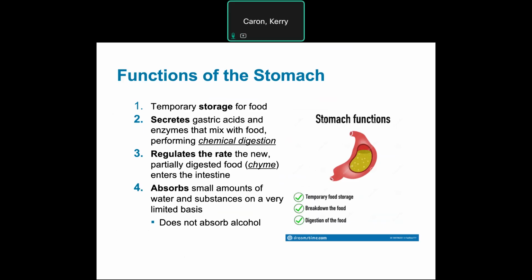And the stomach regulates the rate of this newly digested food. It says, when is it a good time for that to enter the intestines? So it does its job, and then it makes a regulation call when it's going to move the food into the intestines. In the stomach, we do have some absorption, not a lot, but some absorption, small amounts of water and substances, but alcohol does not get absorbed in the stomach.